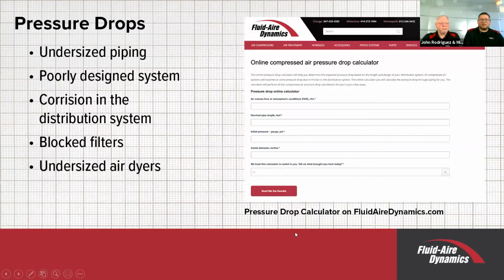Sounds good. Now you mentioned pressure drops. Why are these important? Well, we mentioned every 2 pounds of increased pressure in your plant is 1% of your energy. It is important that your piping system is designed properly so you minimize the amount of right-angle elbows, T's, and items that could cause you some pressure drop.